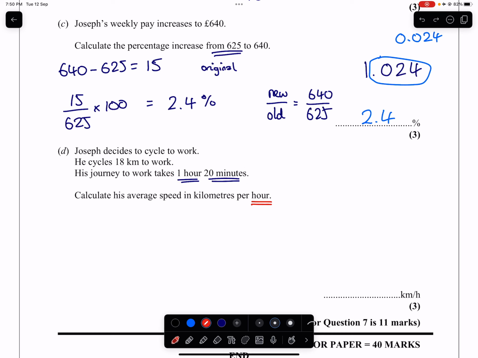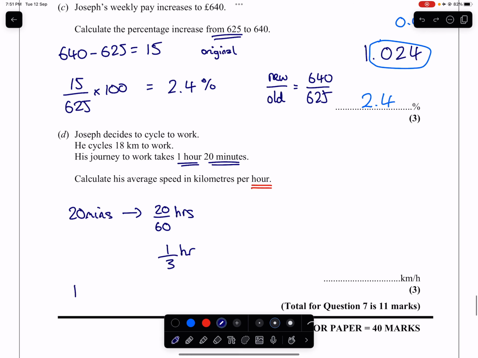So first thing we're going to have to do is convert 1 hour 20 minutes, or 20 minutes, into hours. If you want to convert minutes to hours, there's 60 minutes in an hour. So what you're going to have to do here is divide by that to turn minutes into hours. That simplifies to give you a third of an hour. When we add that to 1, we'll have 1 plus a third hour. That's going to give us 4/3 of an hour.